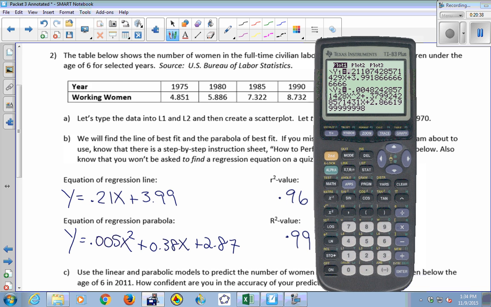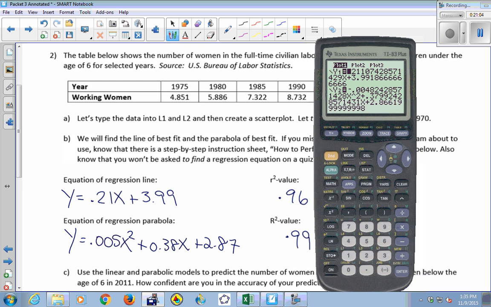You don't have a Y2? What? Let me see. You must not have stored it. Really? Yeah, you just did QuadReg and you didn't type in the rest of the commands. You got to do L1, comma L2, VARS, Y-VARS, function, Y2. And now when you go there, there it is. Yep.